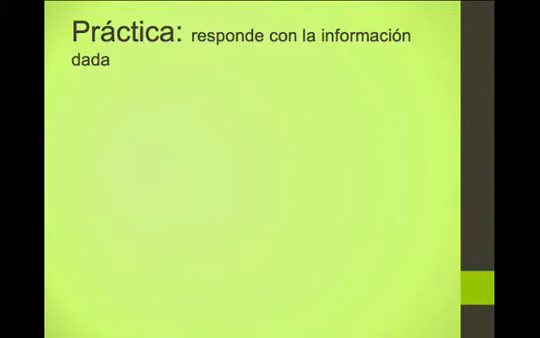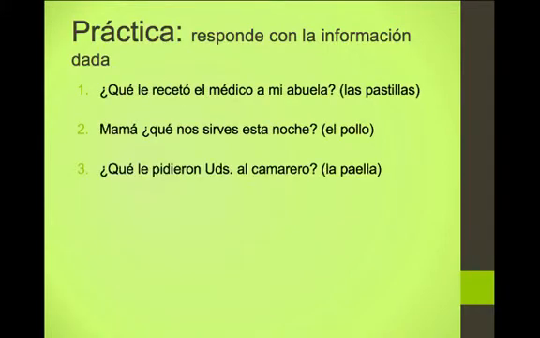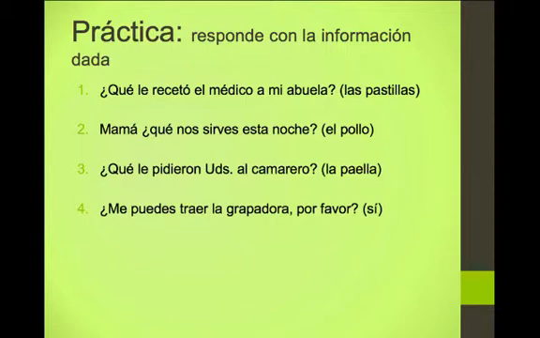Let's do a little bit of practice. Go ahead and write down the answers to these questions with the given information in parentheses. Make sure, this is a little tricky because you have to really think about who's the subject, who's the object, who's the indirect object, and you have to respond accordingly. So really think about these questions, pause the screencast, write down your answers, and then we'll go over them and see if they're right.